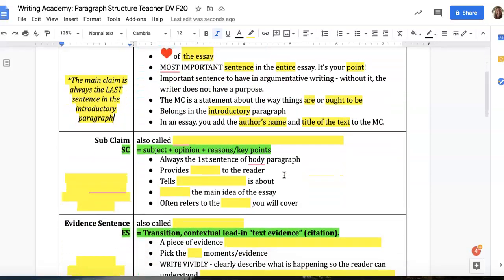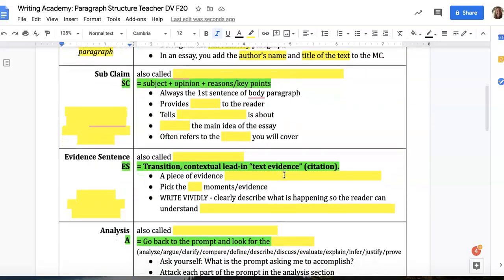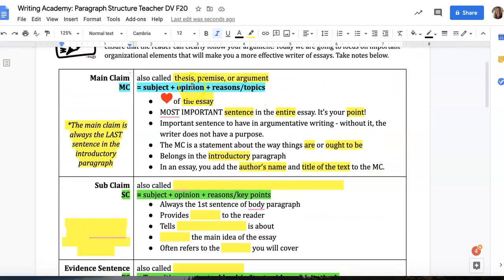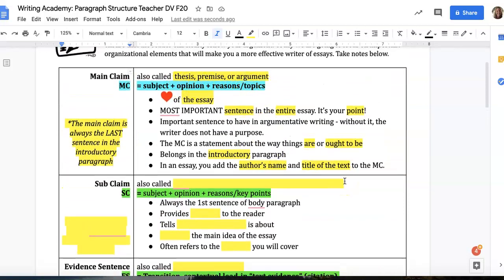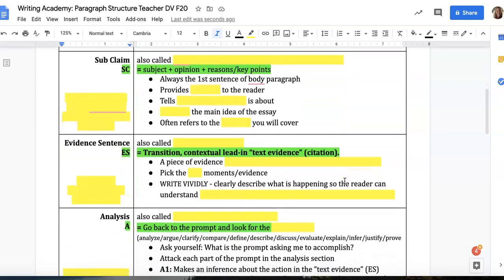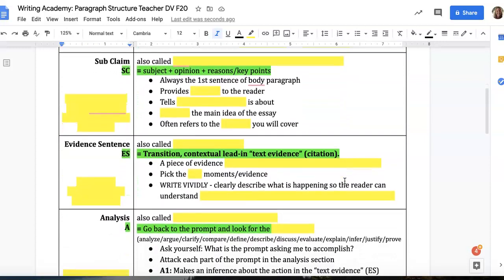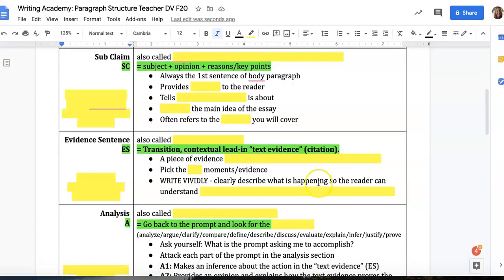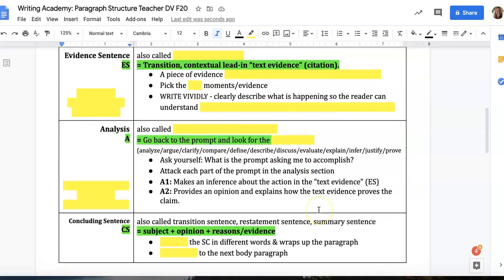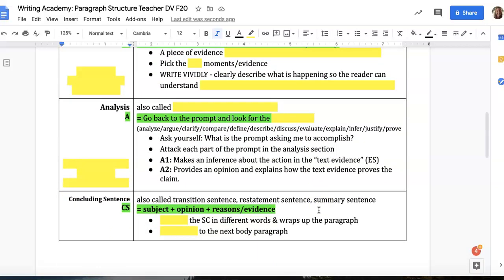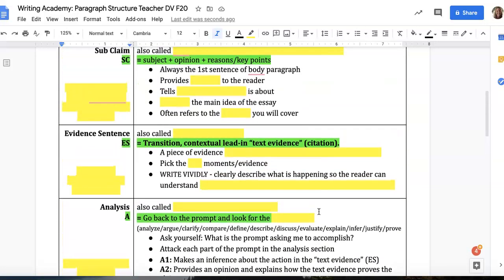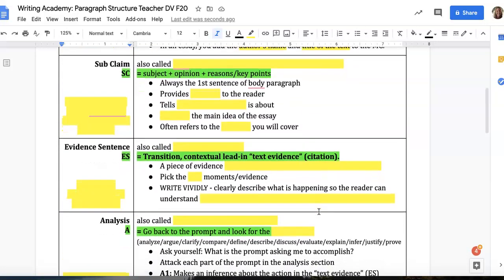Now, in your body paragraph, you're going to have different parts. So notice the main claim is one color in blue, but in the main body paragraphs, you're always going to have a subclaim. You're going to have at least two evidence sentences. You're going to have analysis, and you'll have about two sentences of analysis for every evidence sentence, and you will also have a concluding sentence. So let's go over those parts that will be included in each of your body paragraphs.